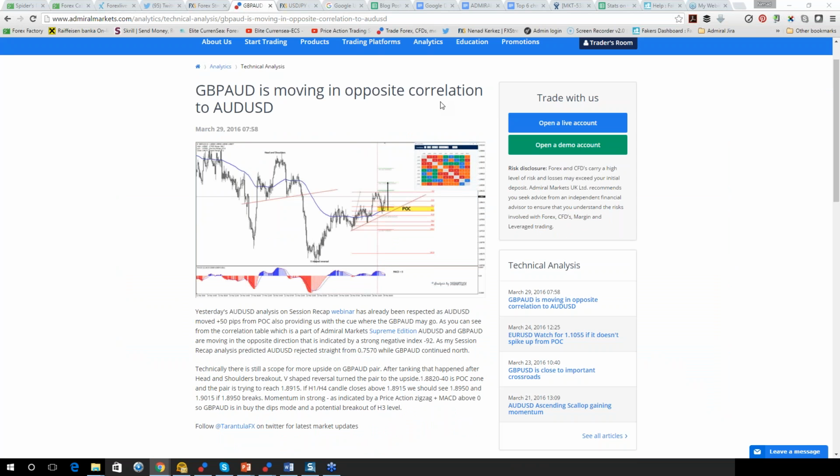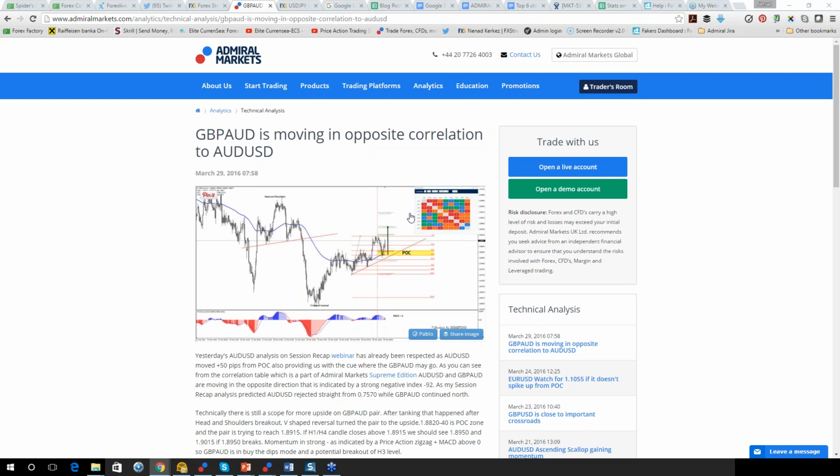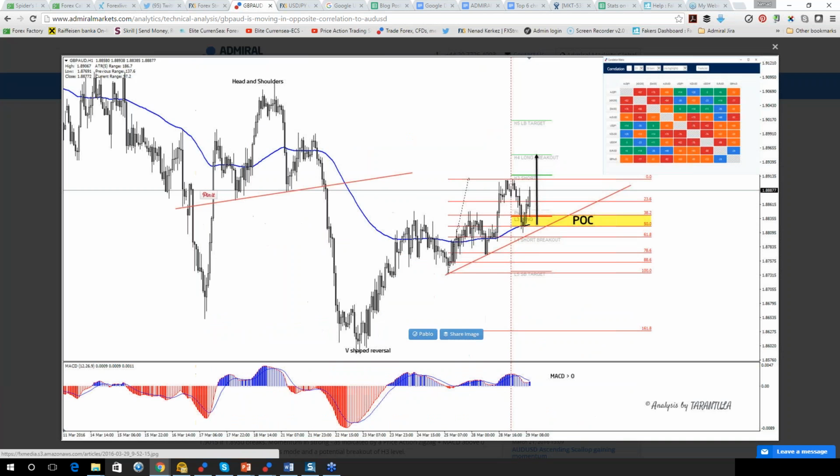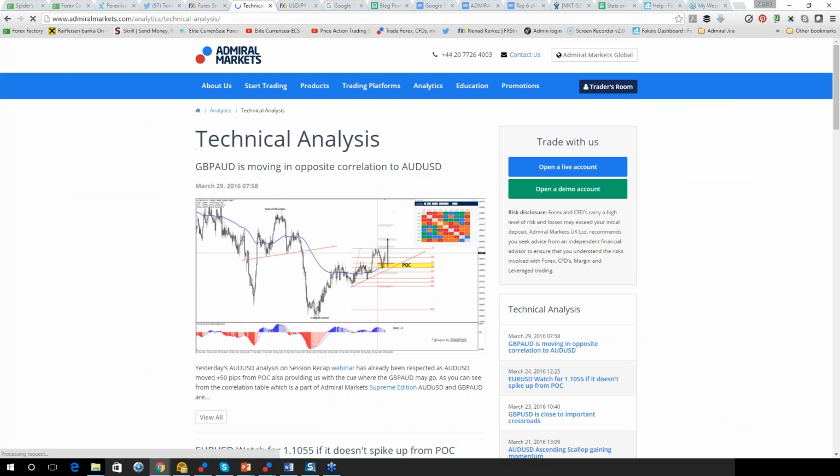GBP is moving in opposite correlation to Australian dollar. Okay. No, this is not that. This is also a mention of correlation, but this is yesterday's post, when I published the analysis and stated that if the pair breaks this level it will go here. It actually went here, and then it dropped again to POC and made like 50-60 pips of a spike. So yes, this is one example, but the other example is found on my technical analysis page.